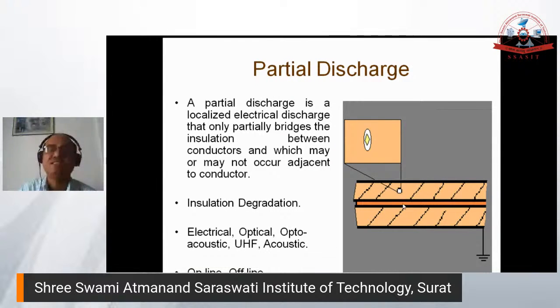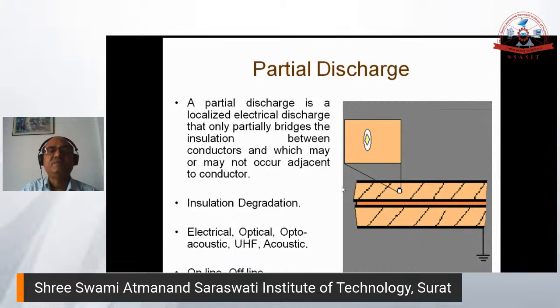This discharge is not bridging. There are two conductors: one is at a higher voltage, and the other is at lower voltage, that is the ground. The two conductors are not connected directly by the discharge. That is the meaning of partially bridging. Bridging means it will connect one conductor to the other conductor. That is the full discharge. But here it is partial discharge, so it may be connected to one of the conductors or may not be connected to any of them. Either it may be connected to the high voltage conductor or to the ground, that is the zero voltage conductor. It may be adjacent to either conductor, or not adjacent to the other.